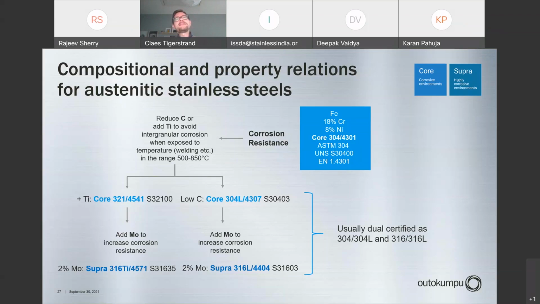And this has come to the extent that I would say that the stabilization with titanium of austenitic grades becomes obsolete in most cases. So by far the most common is to go for the low carbon versions of 304L and 316 as the solution to this problem.